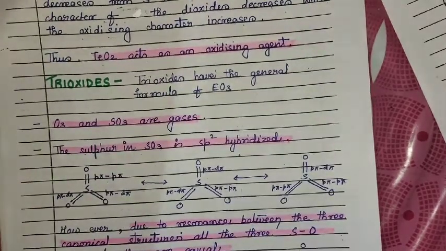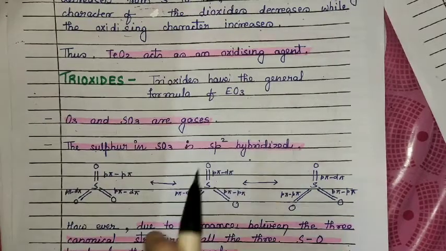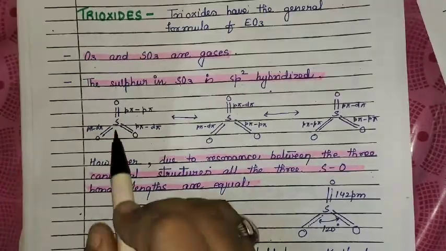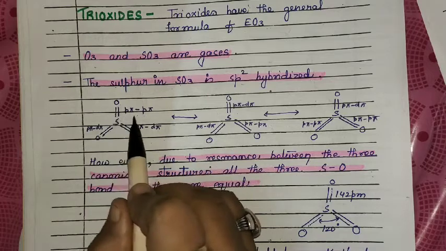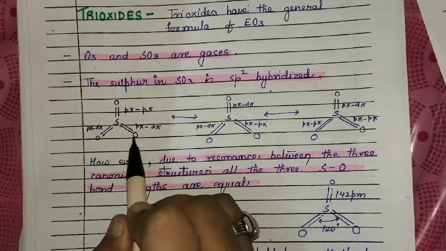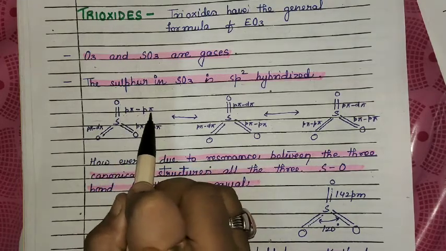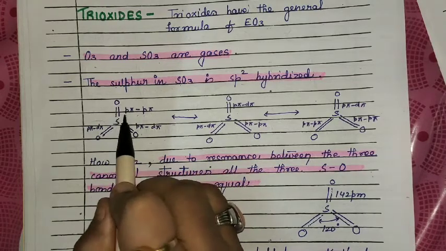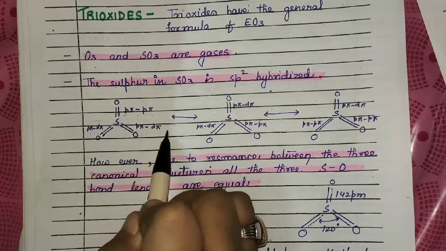If we talk about trioxides, the general formula of group 16 trioxide is EO3. Like O3, SO3 is a gas, and sulfur in SO3 is sp2 hybridized. Here we can see the structure of the bonds between sulfur and oxygen. There is 1 p-pi bond and 2 p-pi-d-pi bonds. So with this oxygen, sulfur forms a p-pi bond, but with these two oxygens it forms p-pi-d-pi bonds.